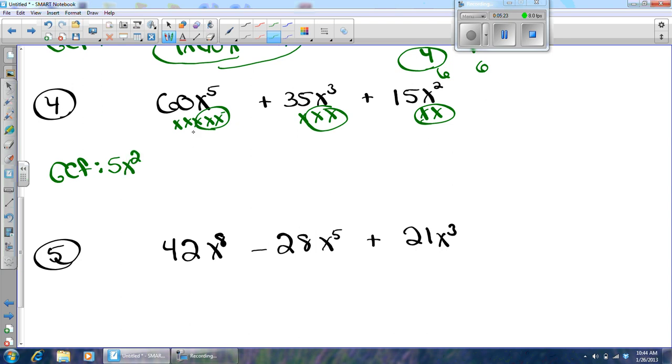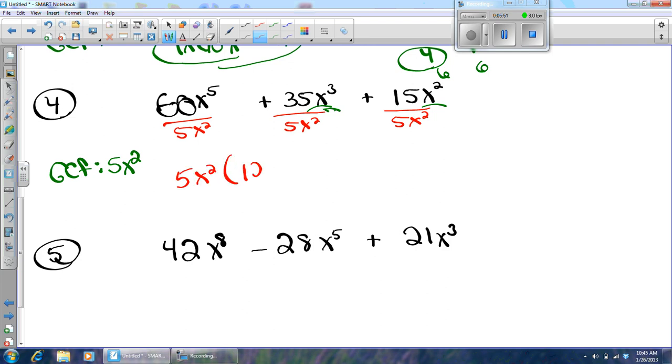So I'm going to divide each of these coefficients, each part of this trinomial, by my GCF. I'll divide by 5x squared, and divide by 5x squared, and divide by 5x squared. And my answer is going to be the GCF, 5x squared, times the quantity of 12x cubed plus 7x plus 3. And there you go.